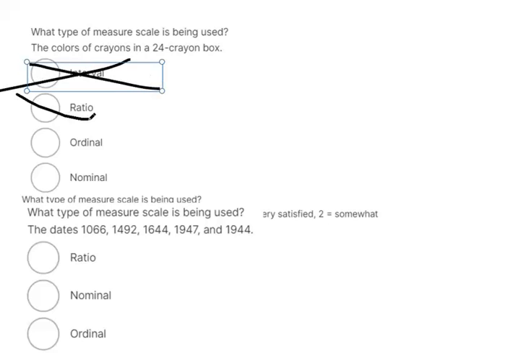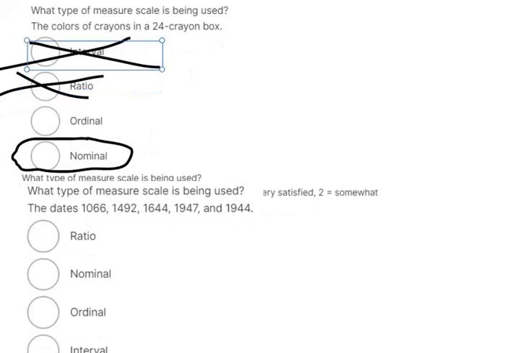So interval and ratio are quantitative. These are the only two quantitative variables. And between the two of them, you say ordinal if there's a natural order to the variable values. This one is nominal though because blue doesn't come before red. There's no natural order to color.